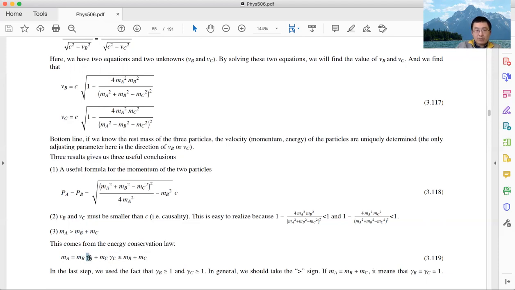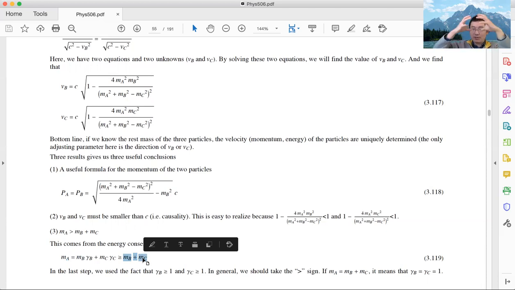Remember, gamma is a factor that's larger than or equal to 1. When the velocity is 0, gamma is 1. When the velocity is not 0, gamma is always larger than 1. Because gamma is larger than 1, MB gamma B plus MC gamma C must be larger than or equal to MB plus MC. This means the mass of my particle A cannot be smaller than the rest masses of my final particles. In other words, a particle decay can only happen from a heavier particle decaying into lighter particles.